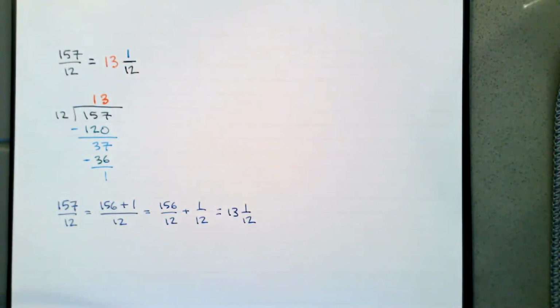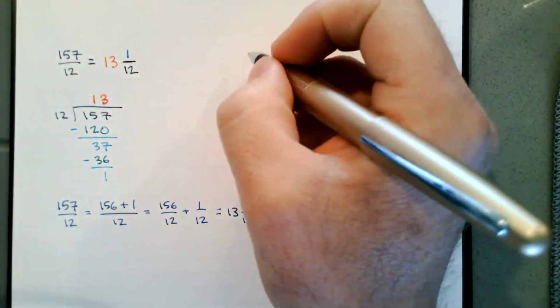If we happen to see right away that 156 is the biggest multiple of 12 that's less than 157, then we should do that and not write down our division. We should just recognize when we can recognize. I'm going to adapt this division problem to a similar polynomial division problem.